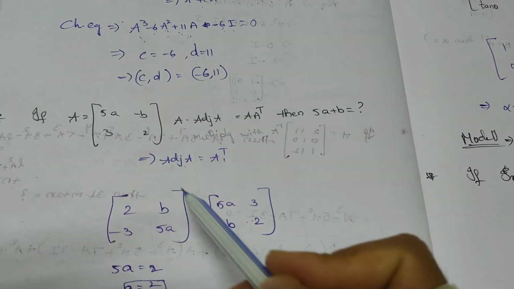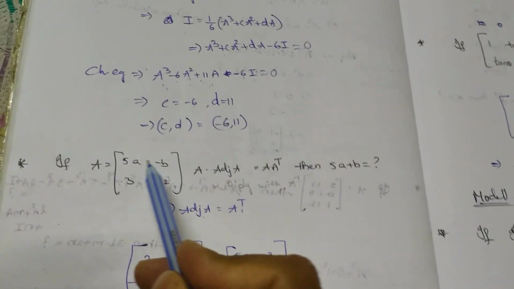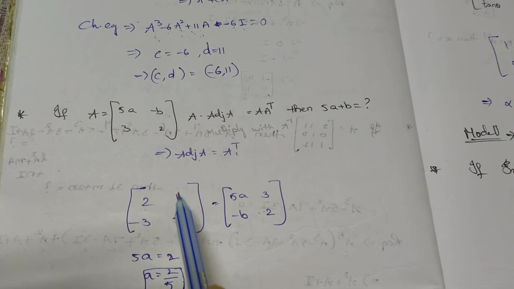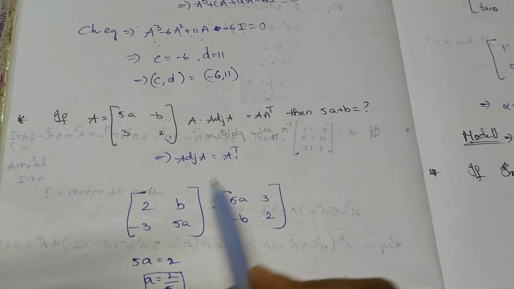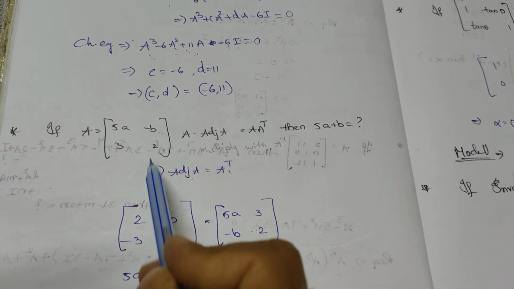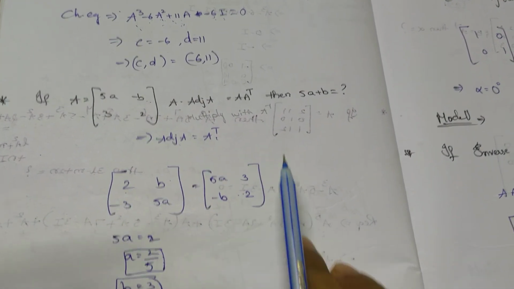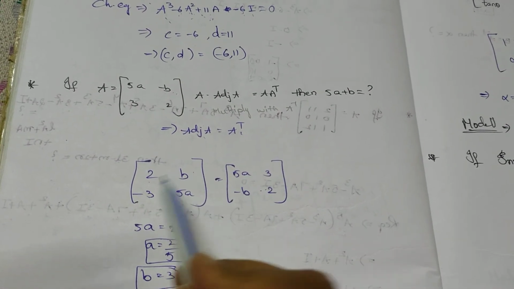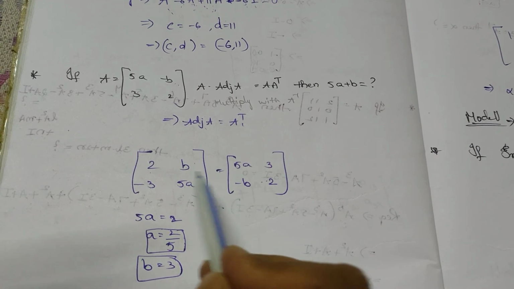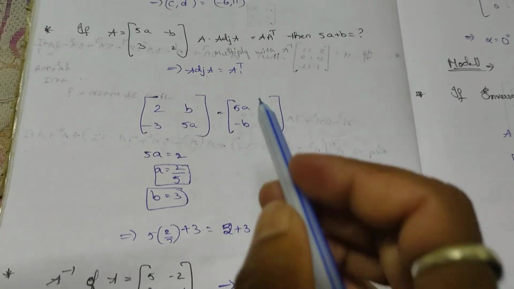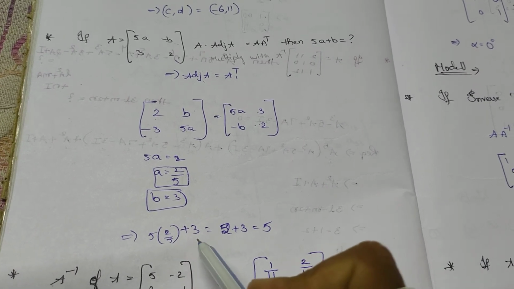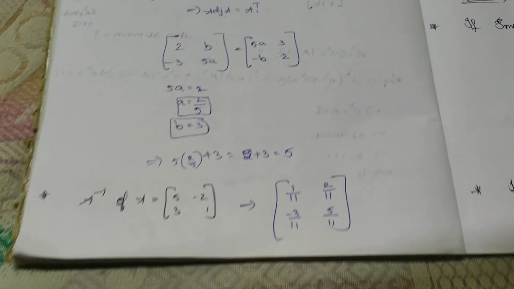What is adjoint of A? We know, transposition of these two and taking opposite signs. So 2, 5A, minus B, and 3 with the sign changed to minus 3, is equal to A transpose, which means 5A 3 as the first row, minus B 2 as the second row. So equate the corresponding entries. 5A is equal to 2, A is equal to 2 by 5. So B is equal to 3. Now what is being asked? 5A plus B. 5 into 2 by 5 plus 3. The 5 gets cancelled. 2 plus 3 is equal to 5.